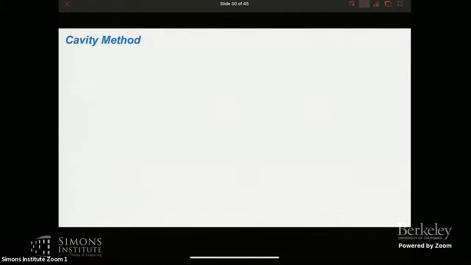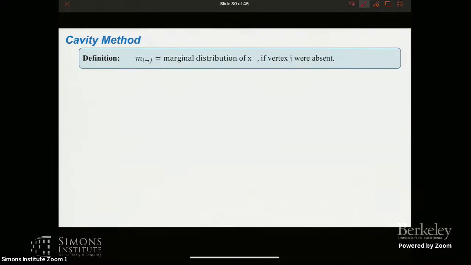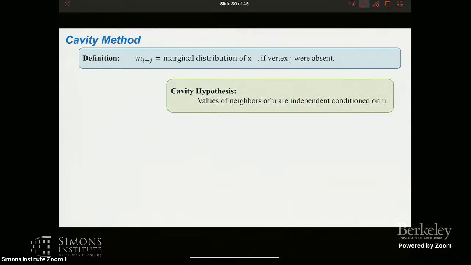Okay, so what is the cavity method? Well, now we have this definition of messages, and we have a way to calculate things on a tree. And in many situations, locally, things do have this cavity property, or the cavity hypothesis, that they'll behave like a tree, meaning the values of the neighbors of u are independent once you condition on u. So this is a hypothesis. We are making this assumption, and we'll proceed after we make it.